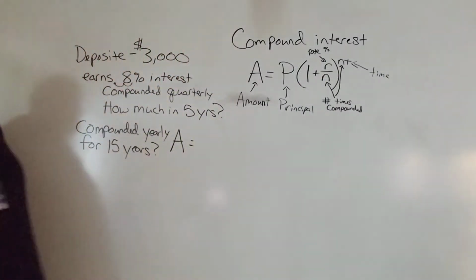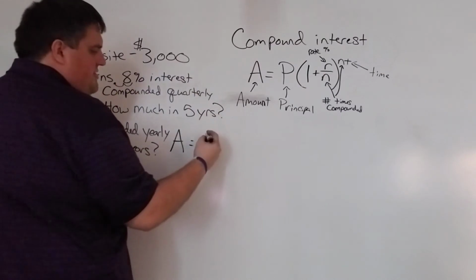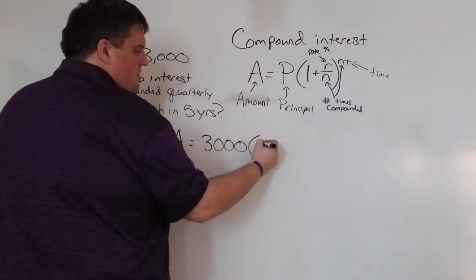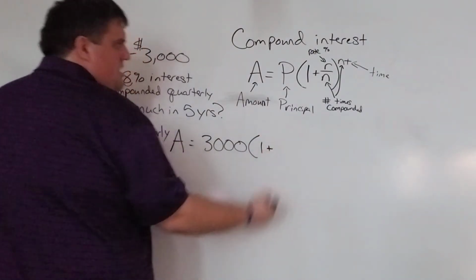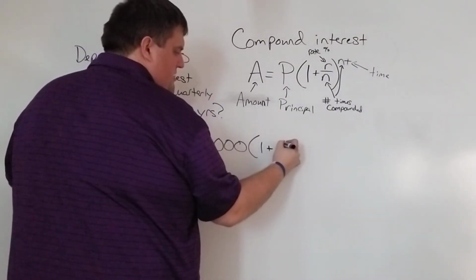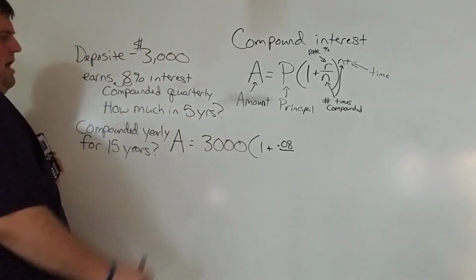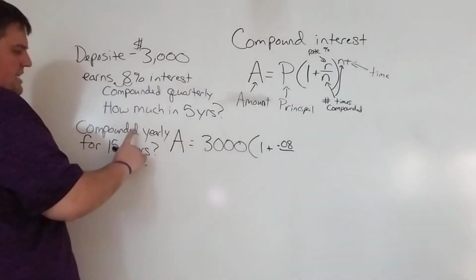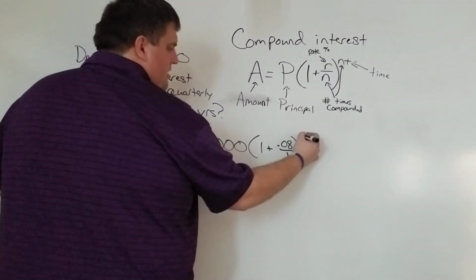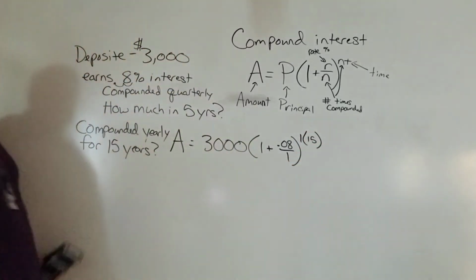So we still don't know our amount. Our principal is still going to be $3,000. That's what we started with. Inside here we got 1. Our rate is still 8%, so we change that to a decimal, 0.08. And the number of times compounded this time, it's compounded yearly, so that's just going to be 1. And then out here, we're just going to have 1 times 15 years this time.